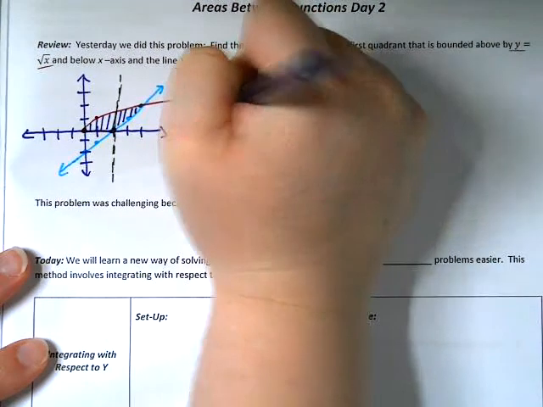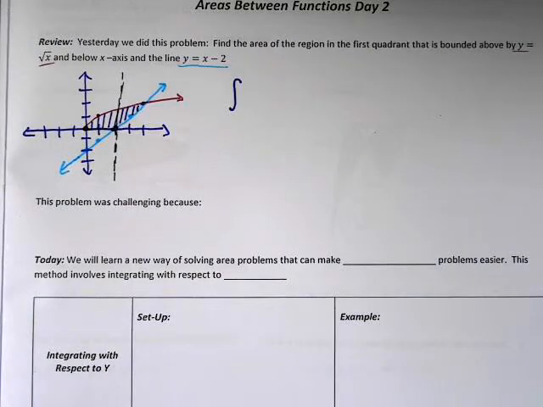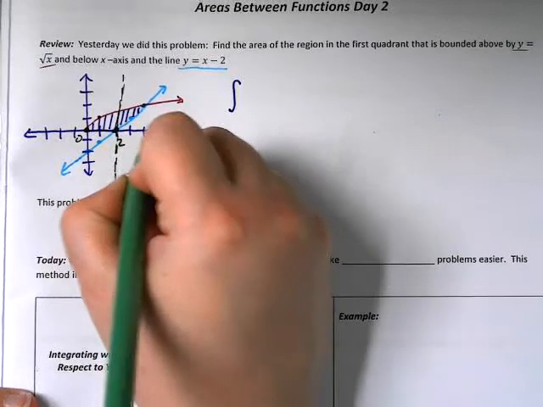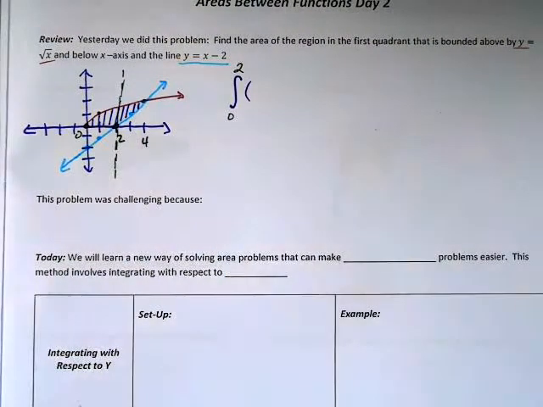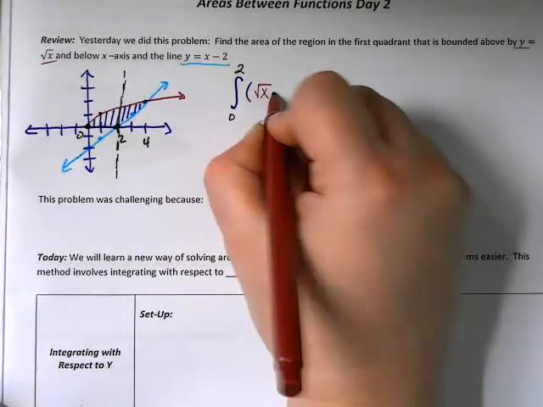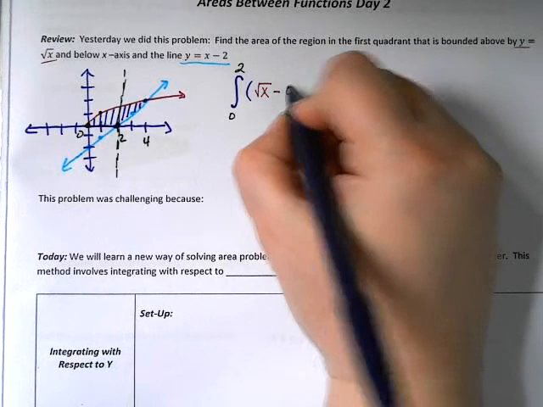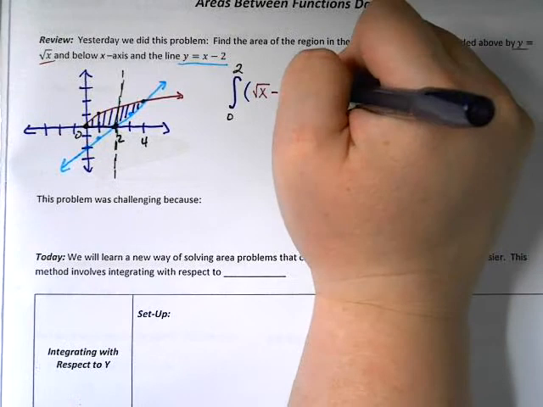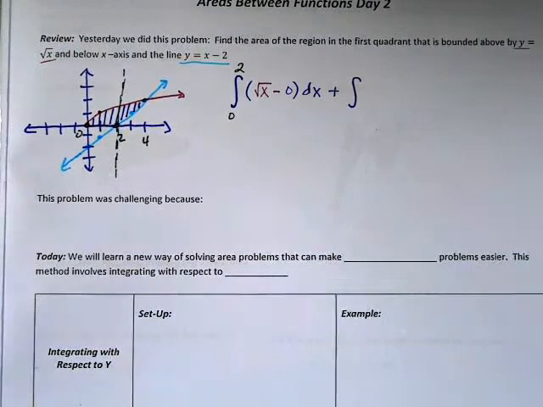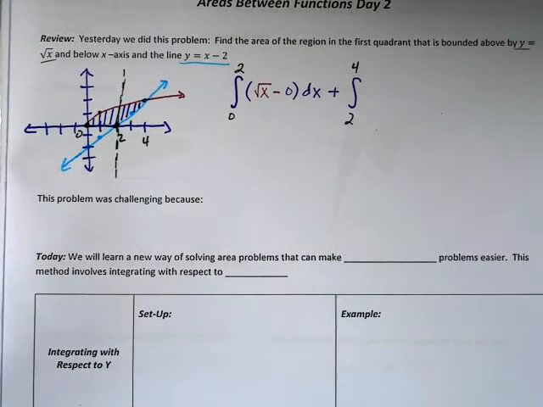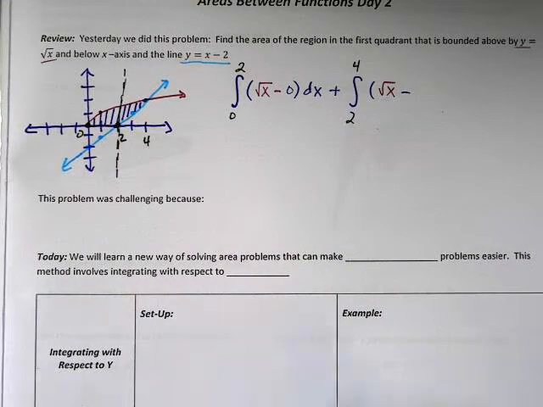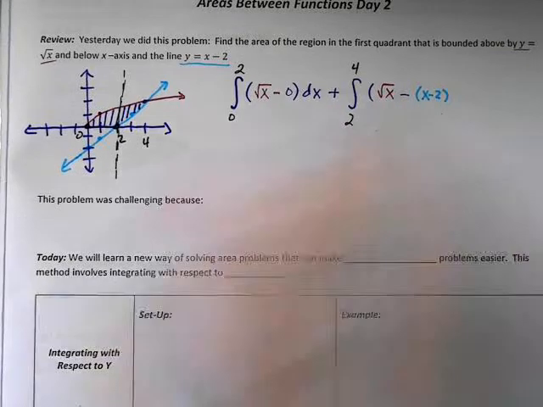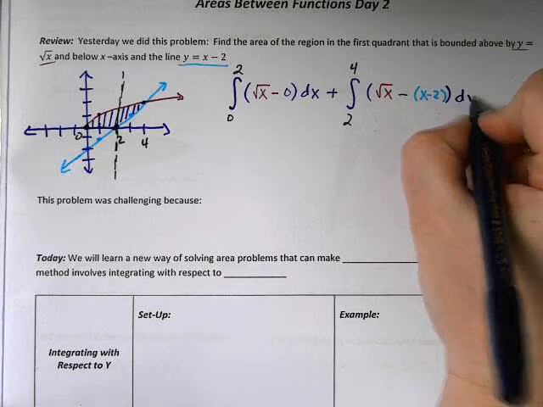So we had to do the integral, and let's see what our bounds were. We started at 0, this was our 2, and then here's 4. So we're going from 0 to 2 of the top function, which is the square root of x, minus the bottom function, which in this case was 0, dx, and then we have to add the second integral, which went from 2 to 4, and we know that the top function was that square root of x minus the bottom function, which was x minus 2. And then we have to close our integral and put dx.